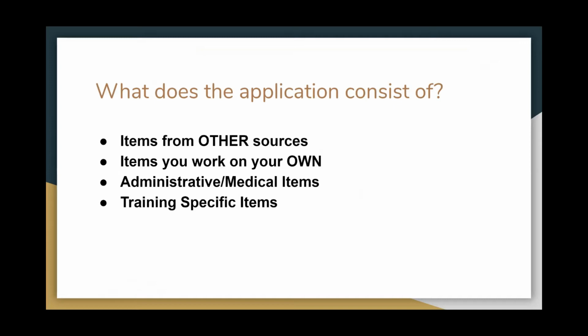So what does the application consist of? I divided it into 4 categories. You can see that items that come from other sources, meaning you need to have other people involved with this. Items that you work on your own, that means you can download it or you can start working on it without waiting on anybody else. Then you have your administrative and medical items. And lastly, if you're going to the specific training route, such as the HCA training route and USIS or Army Baylor, we have specific training items on that one as well.